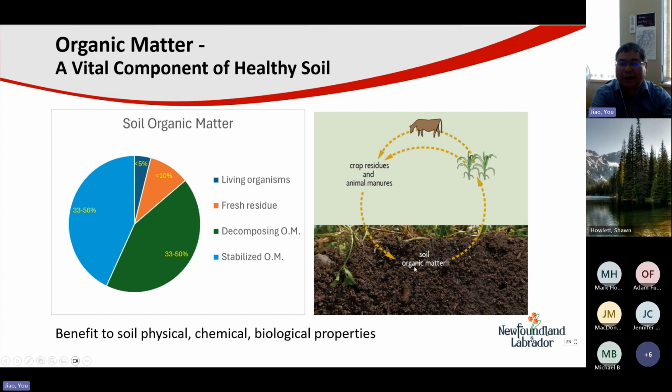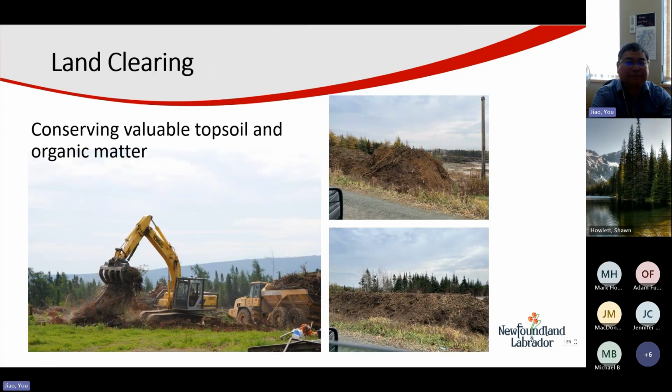Organic matter in the soil accelerates nutrient decomposition and nutrient release. When you add crop residue and animal manure, like on an animal farm, the organic matter breaks down and supplies plant growth. It benefits the soil's physical, chemical, and biological properties.